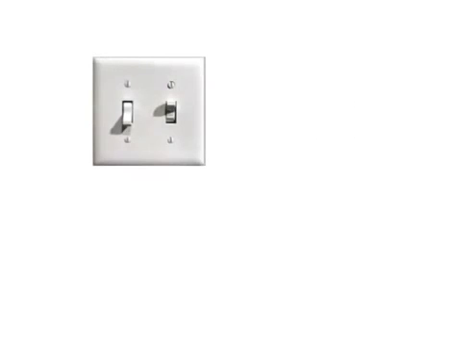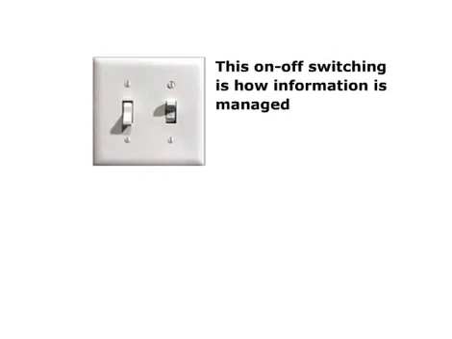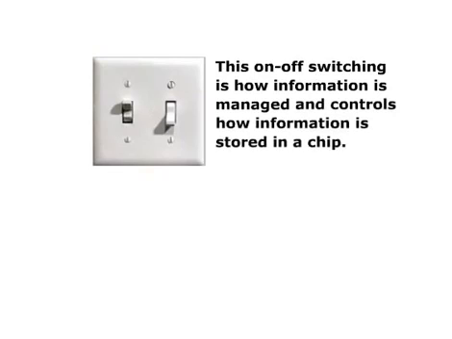Transistors in digital circuits operate similar to a light switch. They turn the current on and off. This on-off switching is how information is managed and controls how information is stored in a microchip.